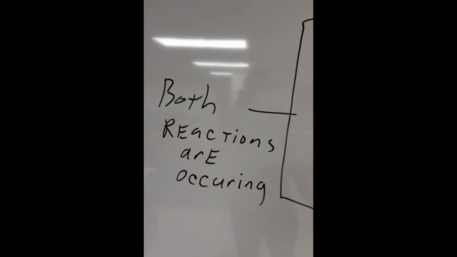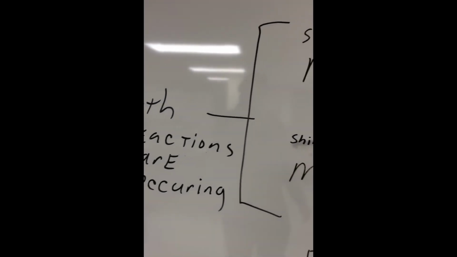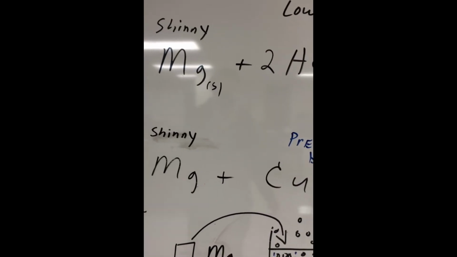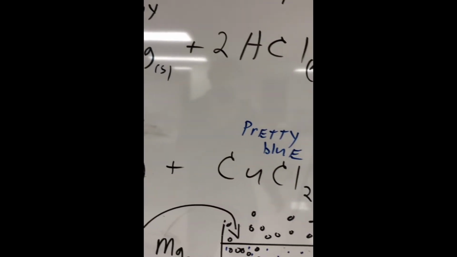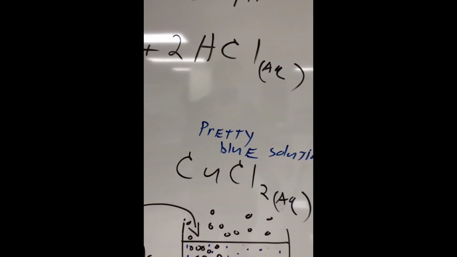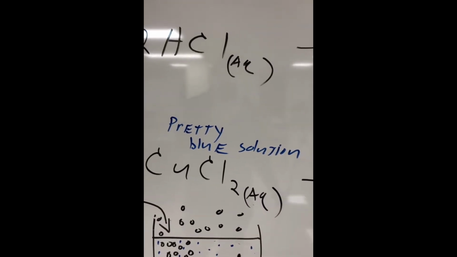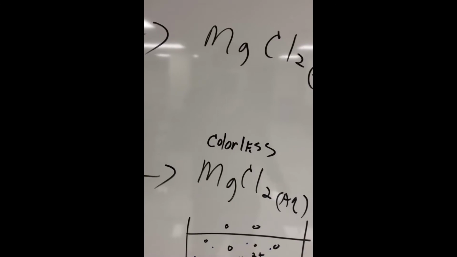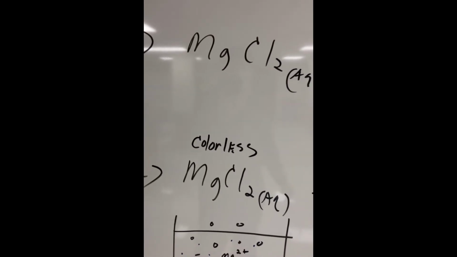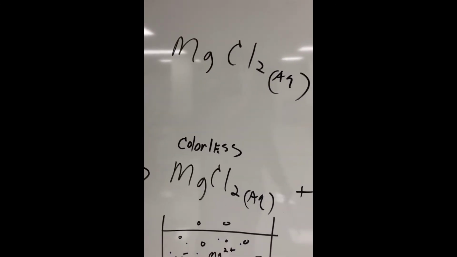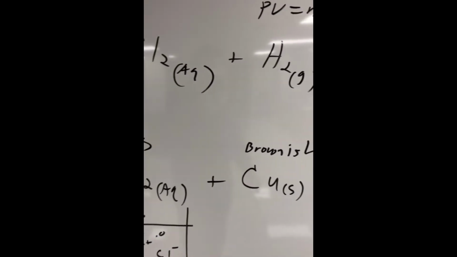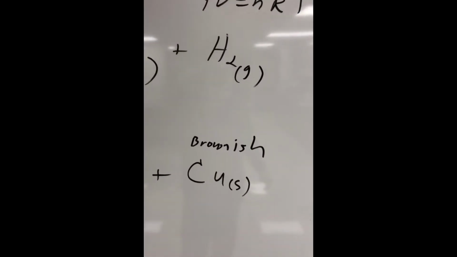so both reactions are occurring simultaneously. We have magnesium plus the pretty blue copper chloride solution. And we're producing magnesium chloride aqueous, so we're going to have a change in color, more or less colorless. And now we're going to have copper metal, which will be brownish.